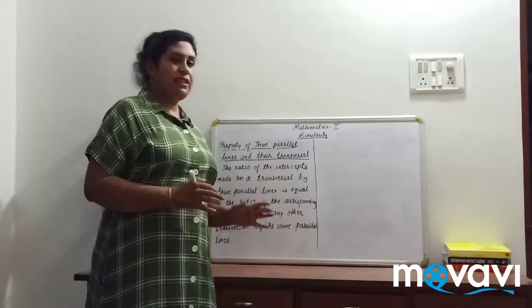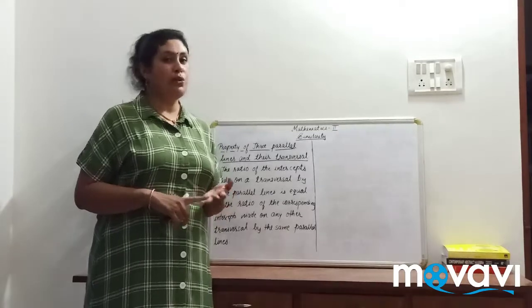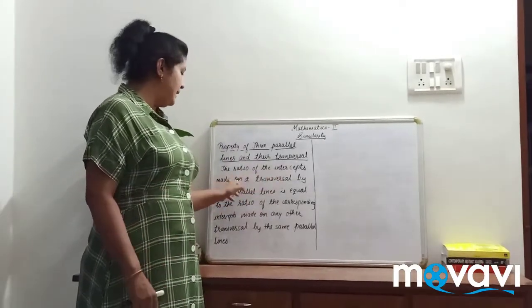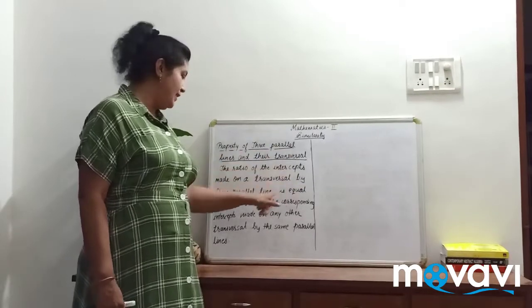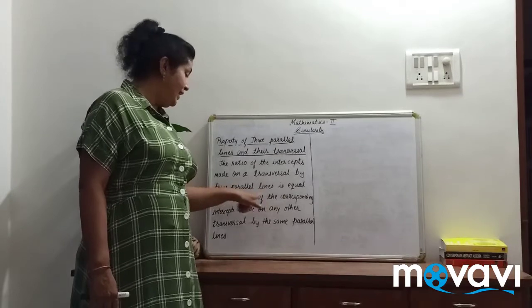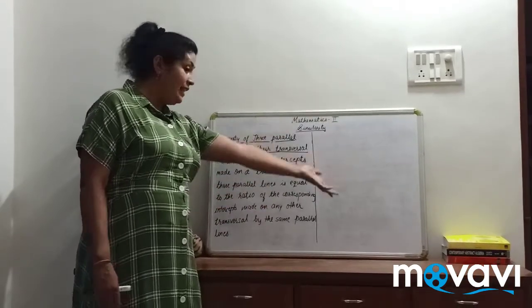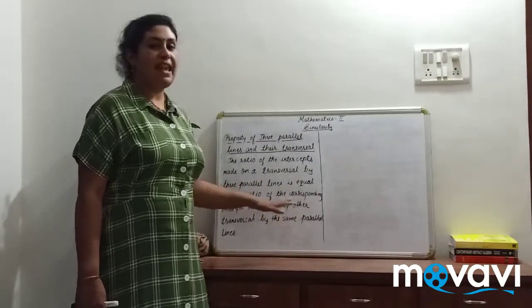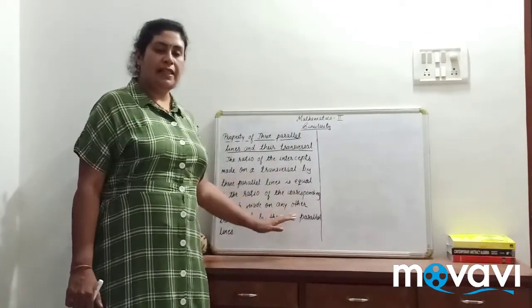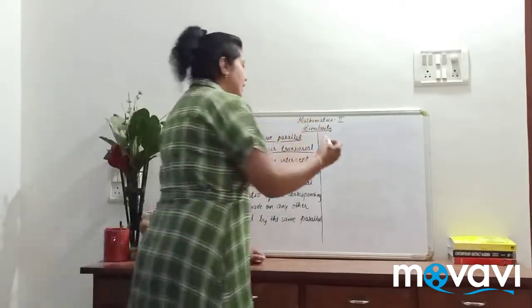So when you read this, you come to know that there are three parallel lines and there are two transversals. How? Because here it says that the ratio of intercepts made on a transversal by three parallel lines is equal to the ratio of the corresponding intercepts made on any other transversal by the same parallel lines. Okay, so we will see how it is with the help of a diagram. Let me draw a diagram.